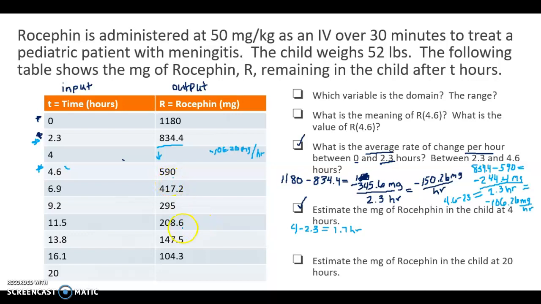So I know that it is going to drop at a rate of negative 106.26 milligrams per hour. And what I just figured out is that that's going to happen for 1.7 hours. I can see the hours cancel out there in that math, and I do this multiplication, and I figure out that in this time frame of 1.7 hours, they will drop 180.624 milligrams.